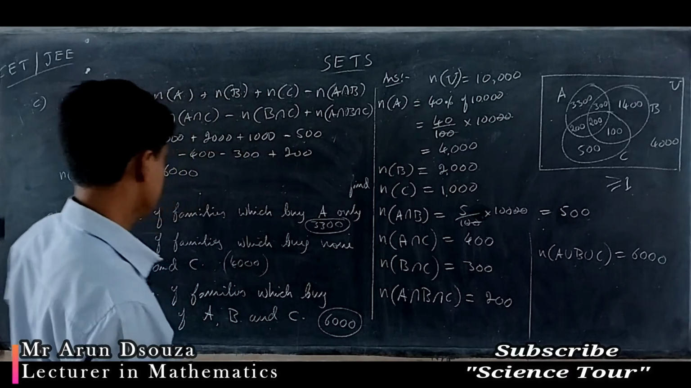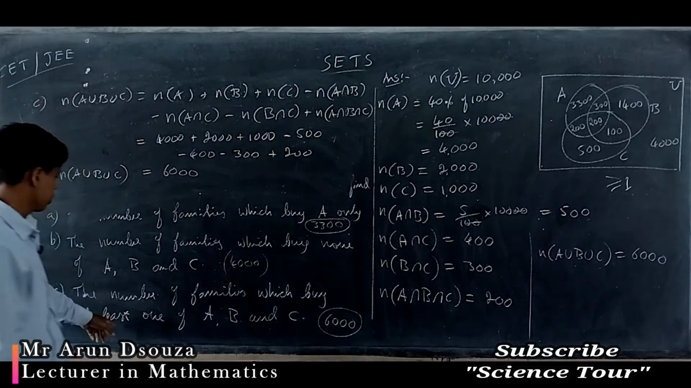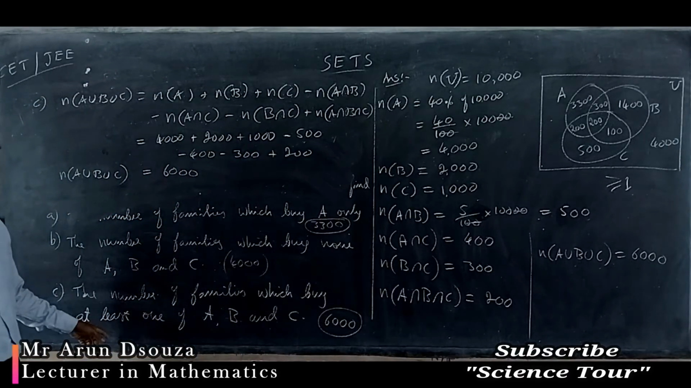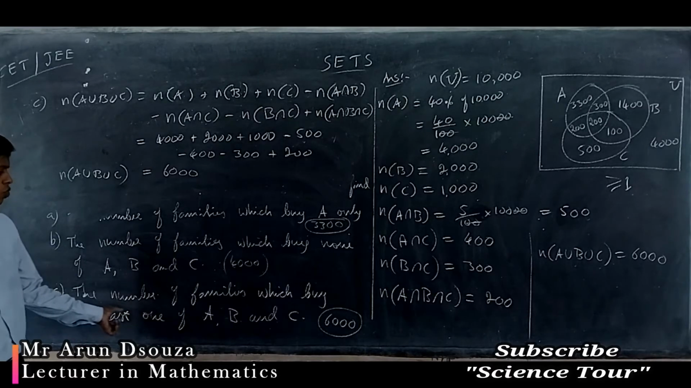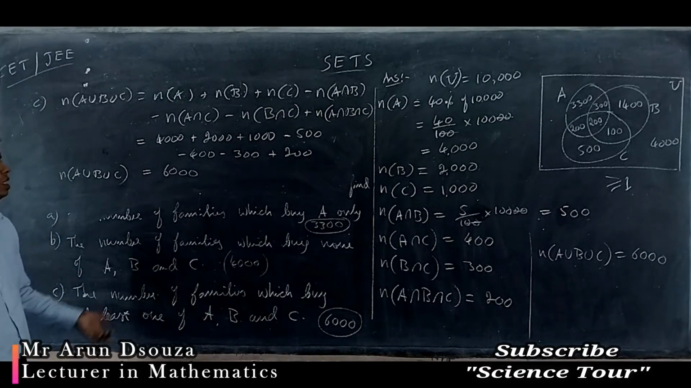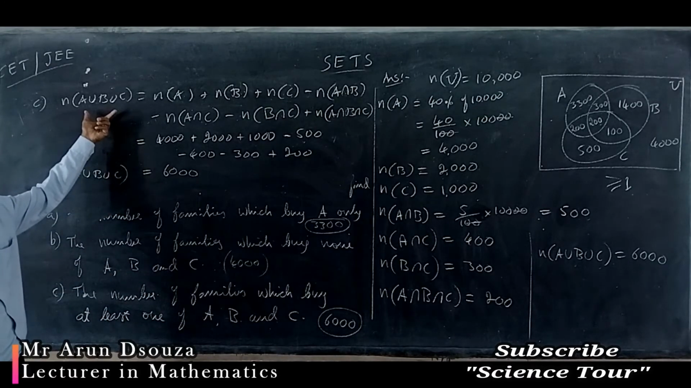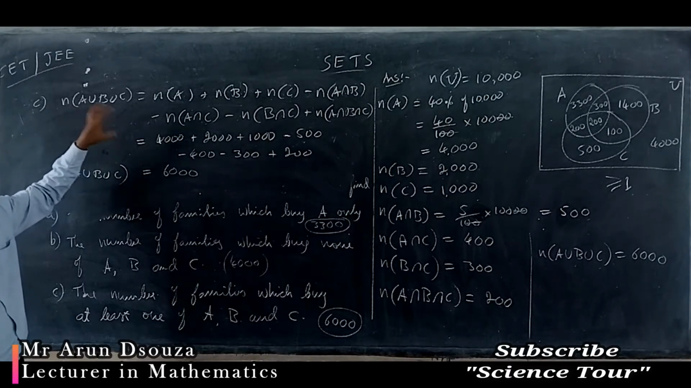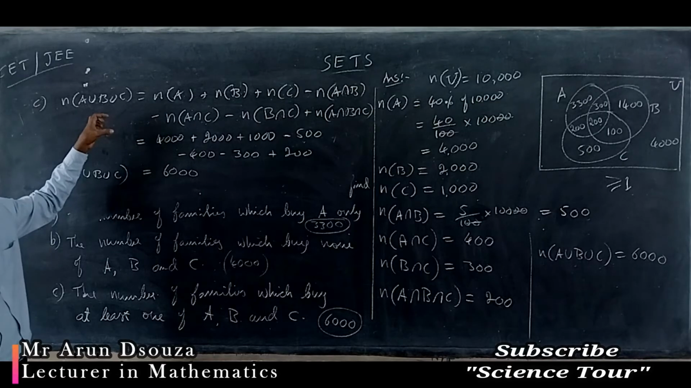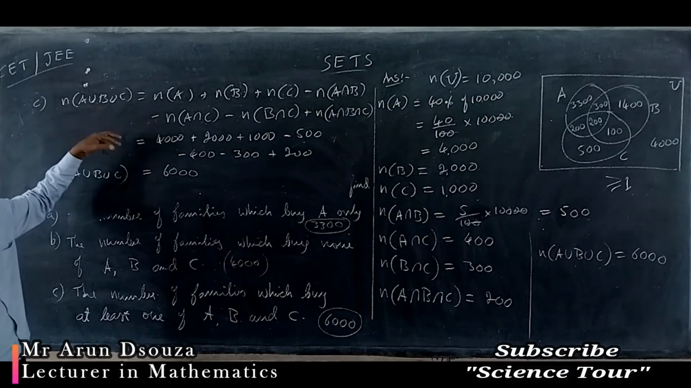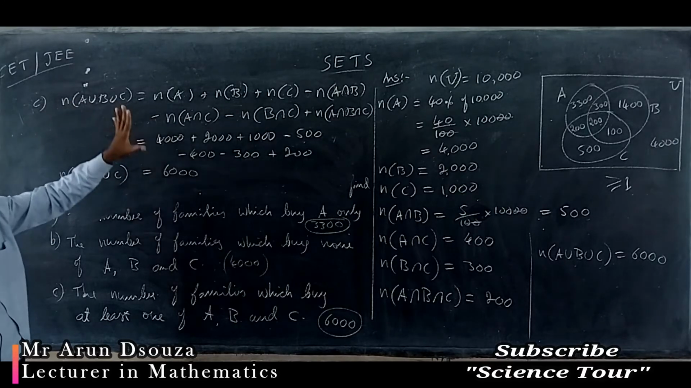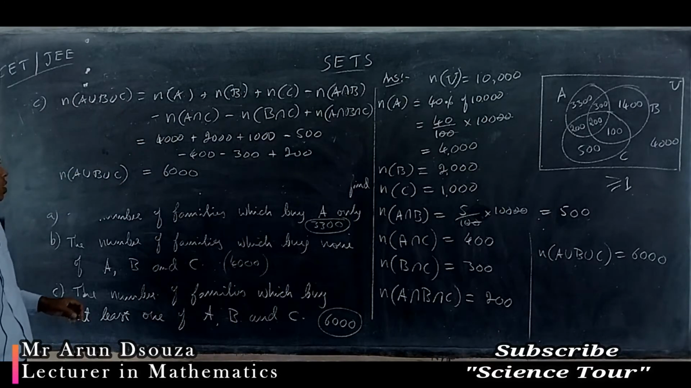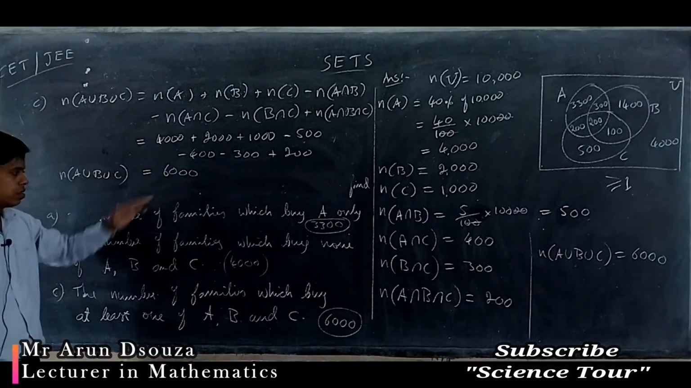Okay, it's not difficult. So therefore the number of families which buy at least one of ABC. At least one of ABC is A union B union C. Alright, either only A or only B or only C, A or B, A and B, A and C, B and C, or A and B and C. Everything is included in this union. So that is the first answer.